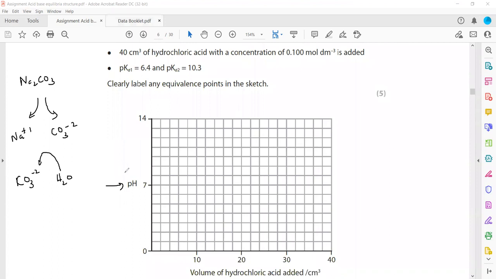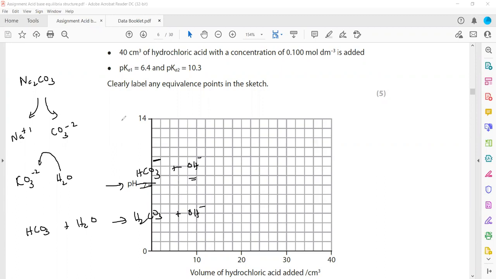So as a result, what might it form? It will form HCO3⁻ and OH⁻. This is one. Or the second possibility is that this HCO3⁻ will further react with water and form H2CO3, carbonic acid, plus a second OH⁻. So both possibilities are there. It might form HCO3⁻, or it might form H2CO3.